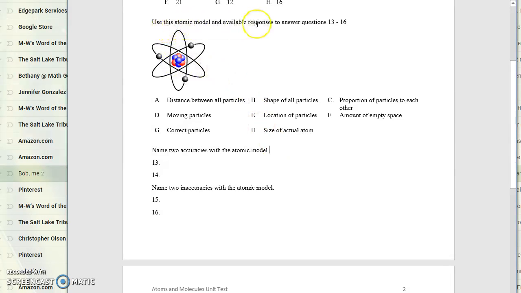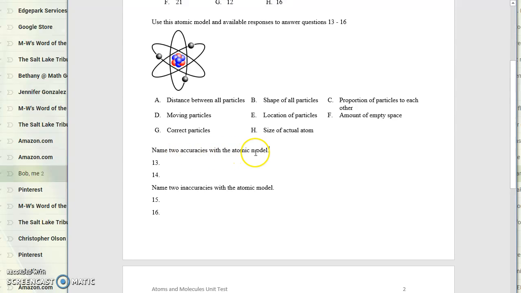Use this atomic model and available responses to answer questions 13 through 16. This is the atomic model. A, the distance between all particles. B, the shape of all particles. C, proportion of particles to each other. D, moving particles. E, location of particles. F, amount of empty space. G, correct particles. H, size of actual atom.